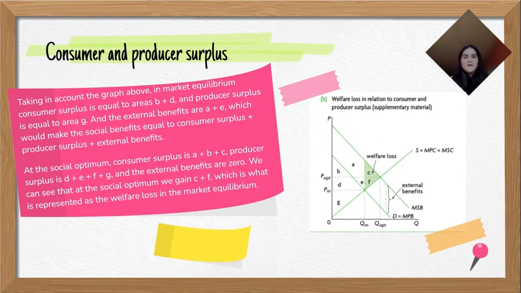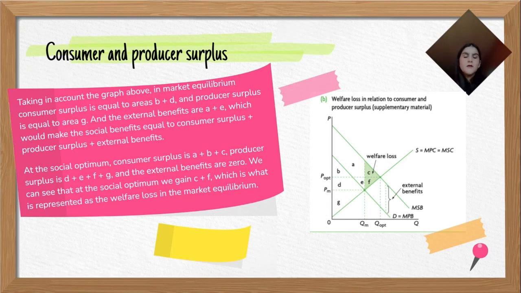The welfare loss, taking into account consumer and producer surplus. In the market equilibrium, consumer surplus is equal to areas B and D, and producer surplus is only area G. And the external benefits are E and E, which are the difference between MSC and MSP. We could see that the social benefits equal consumer surplus plus producer surplus plus external benefits.